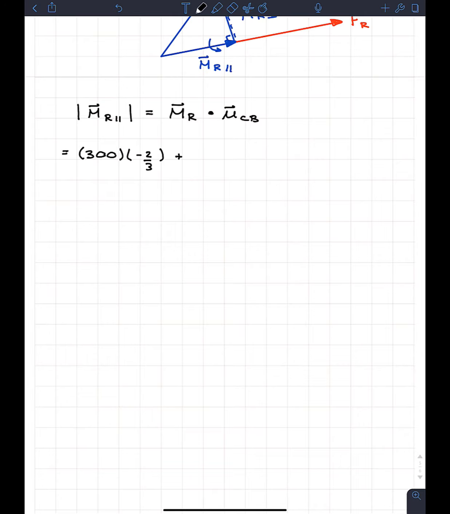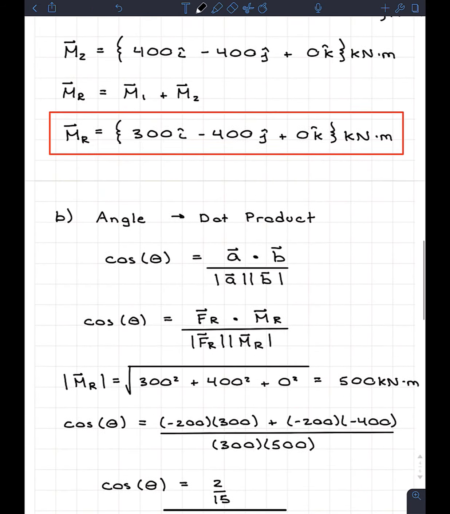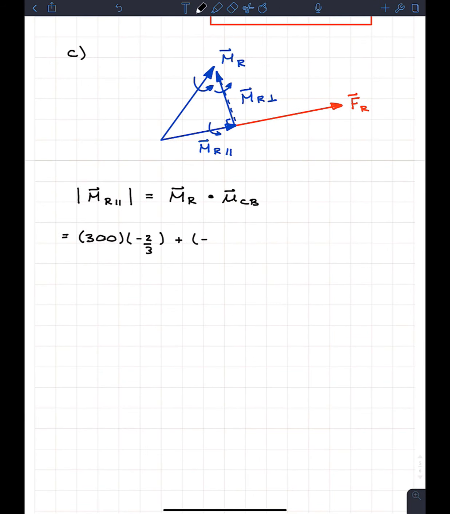And we're going to add the 2 J components multiplied by each other. So if we look up here, it's negative 400 for the moment. And we also have negative 2/3 for the unit vector. And then, as always, the third, the K component for the moment is 0, so we can just leave it at 0. So when I do all of this right there, I'm going to get 66.67 kilonewtons times meters. So remember, this should be a single answer because we just found the magnitude of MR parallel. We did not find the vector of it. We found the magnitude of it.